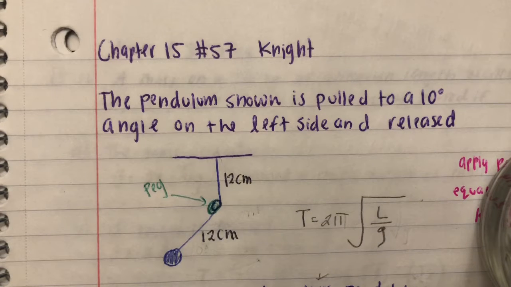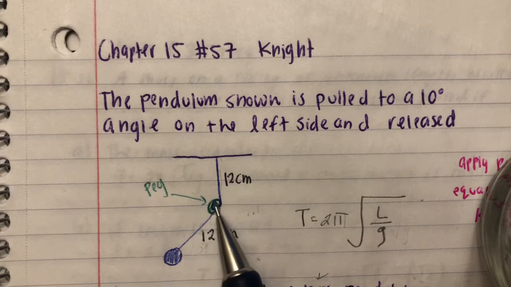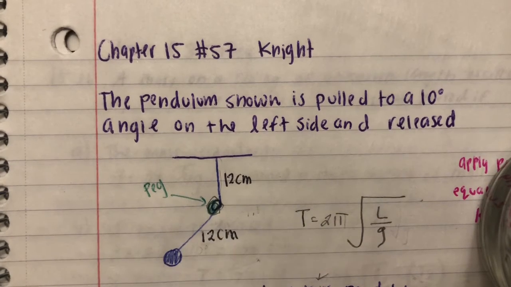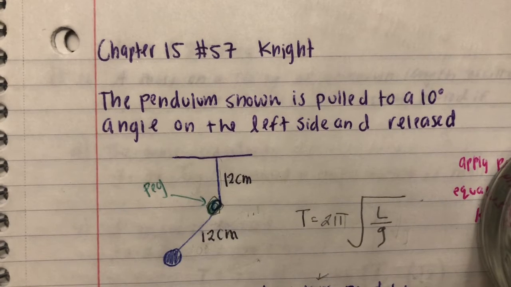So today I'll be doing chapter 15, number 57 in our physics notebook. It states the pendulum shown is pulled at a 10-degree angle on the left side and released. There's a picture of our pendulum. As you can see, there is a peg here. Normally we would use this equation, but for this problem, because the peg is there, we cannot do that.